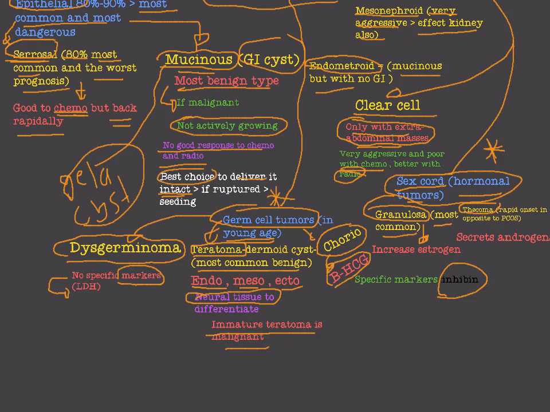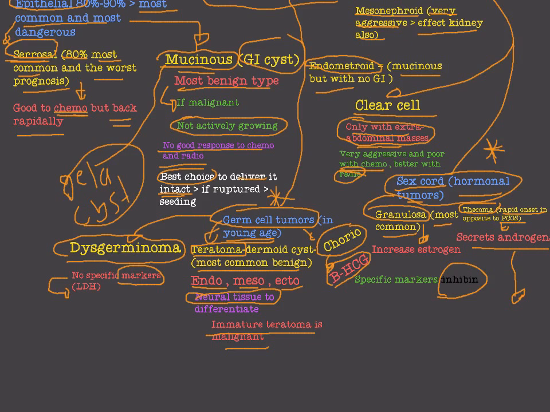The second type is thecoma, and thecoma secretes androgen, okay. So it makes symptoms of hyperandrogenism, for example, hirsutism, signs and symptoms of virilism, like a deep voice. So it has symptoms and signs that are close to the symptoms and signs of PCOS. So how can we differentiate? Thecoma has rapid onset, in opposite to PCOS, which has a slow onset, okay.